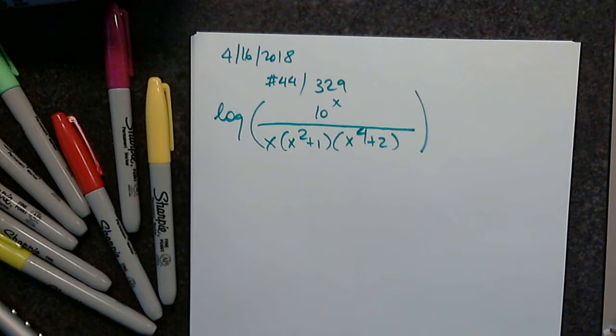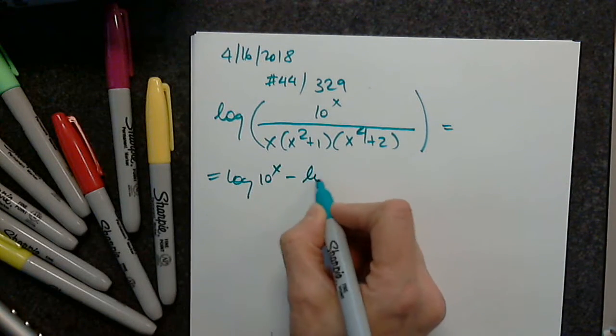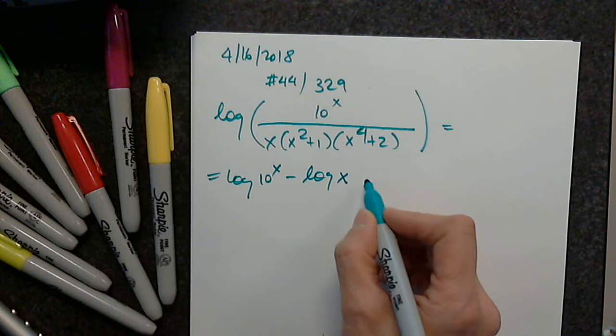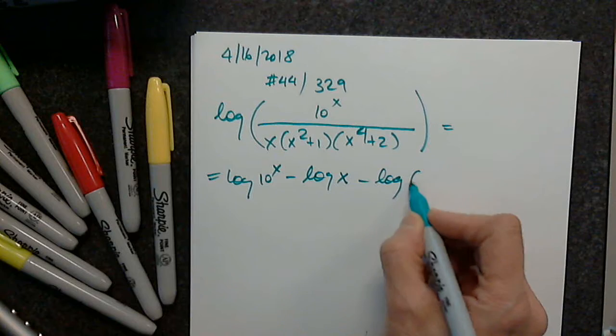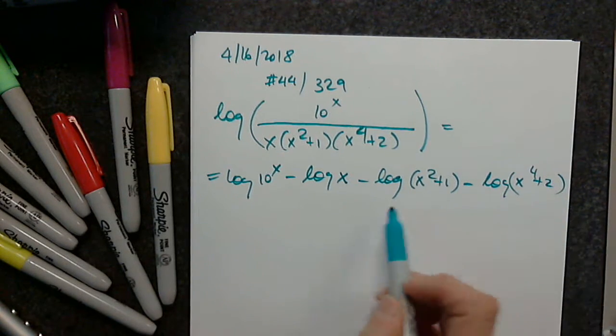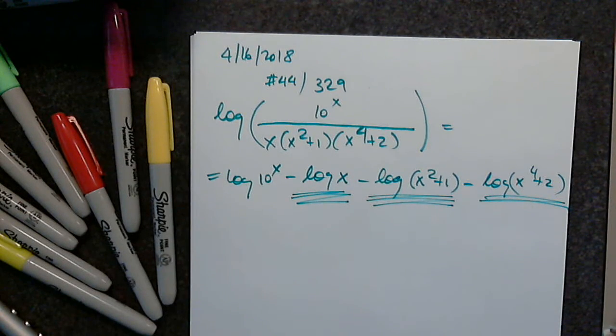You do log of 10 to the x, yes, minus log of the rest, unless you want to break it up. Okay, so log 10 to the x minus log x minus log x squared plus 1 minus log x to the fourth plus 2. Notice no one can touch these. Why? Because we only have three properties: log applied to a product, there is none; log applied to a ratio, there is none; and log applied to a power, there is none. This is a sum. You cannot touch this, meaning there is nothing you can do here.